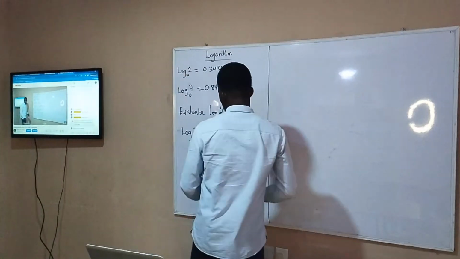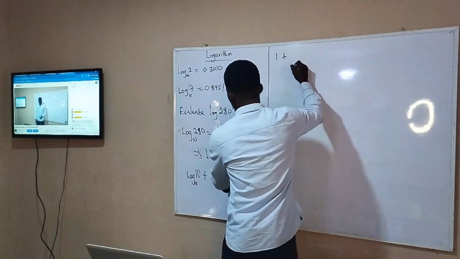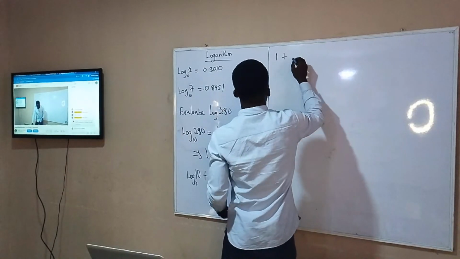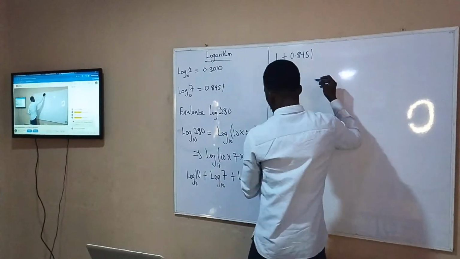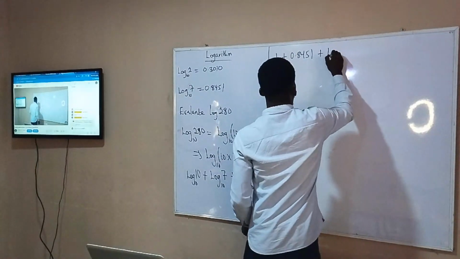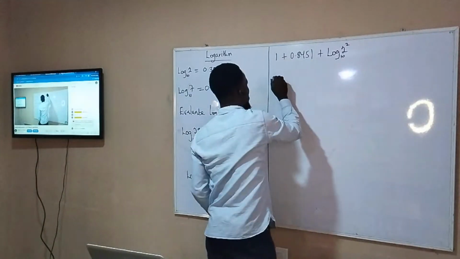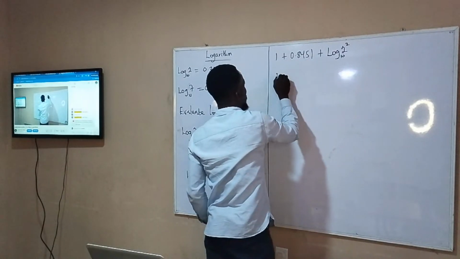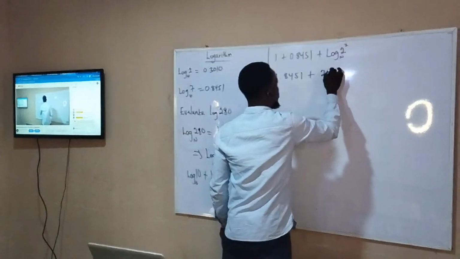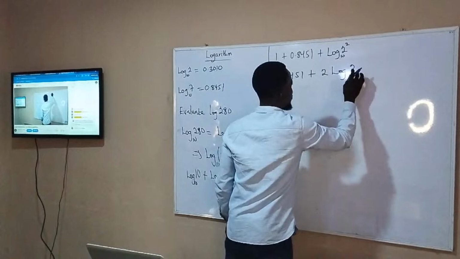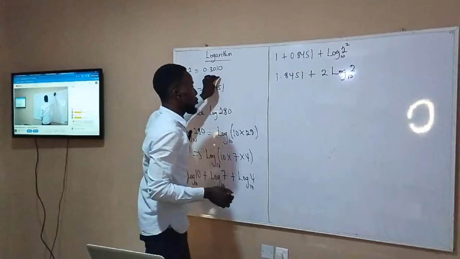So the moment I get to this place, I already know that log 10 base 10 is 1, plus log 7 base 10, which from what we're given is 0.8451. And log 4 is the same as log 2 squared base 10, so this 2 comes in. So you have 1 plus 0.8451, which is 1.8451, plus 2 log 2 base 10. But we already know that log 2 base 10 is 0.3010.